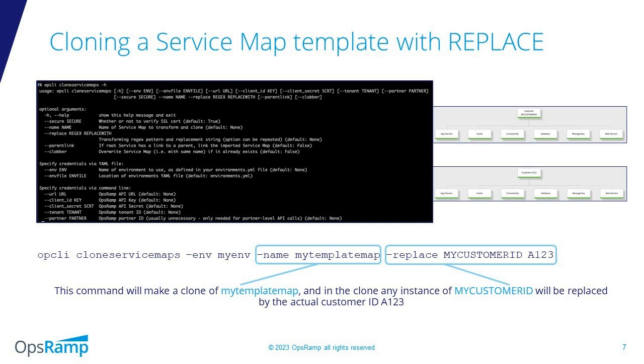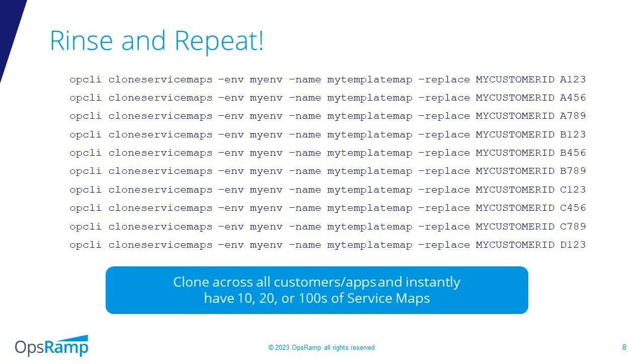Now, that could be customer A123, that could be application ID A123. The concept is the same. As long as you have that convention of doing that tagging based on the application or customer and the role and the environment, we can knock these things out. So we take that concept and now we rinse and repeat.